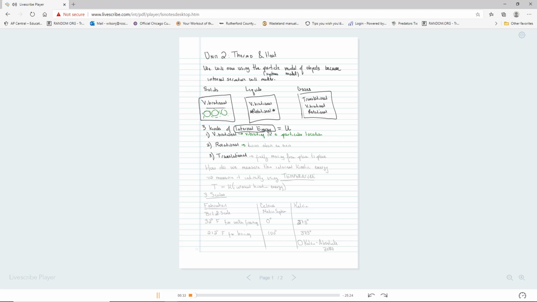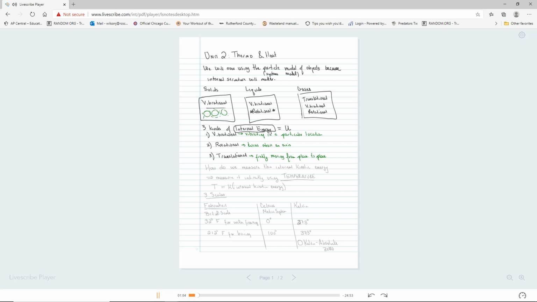Rotational turns about an axis. And translational is freely moving from place to place. So hopefully that will help you get a mental picture of what we're talking about, each one of these kinds of energy.